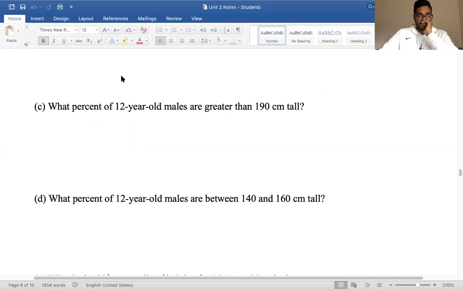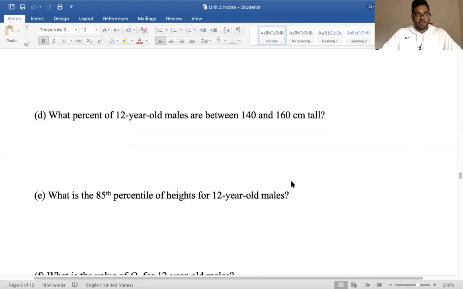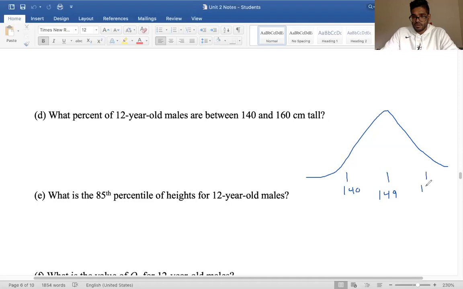All right, scrolling down, looking at the next one. Here we're gonna have to do 2 different z-scores and then subtract the 2 away. All right, so here you want to find the area in the middle. So what we're trying to do here, I'm just gonna draw a picture, right? So we have a distribution, okay, 149 is in the middle, so 140 is below that. Here's 149, 140 somewhere over here, 160 somewhere over here, okay? And we wanna find the area in the middle.